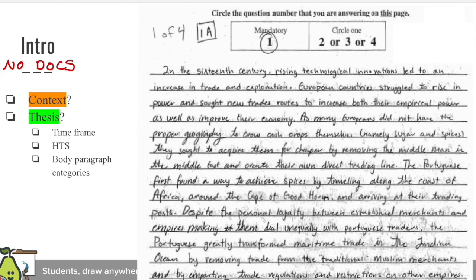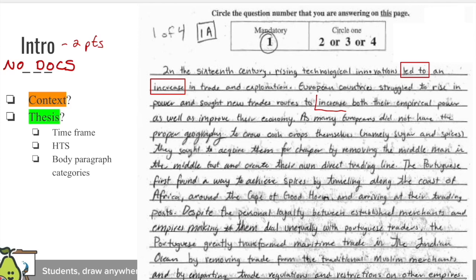So we are going to go through each of these pages, each of these paragraphs, the intro, the body paragraphs, and the conclusion, to look for the points on the rubric that correlate with each of these paragraphs. So we know that the intro paragraph is worth 2 points. You can earn the context point, which is background information, and you can earn the thesis point. And remember, we have a little formula for the thesis. You want to do the time frame, the historical thinking skill, which in this case is continuity and change over time, and you want to have body paragraph categories.